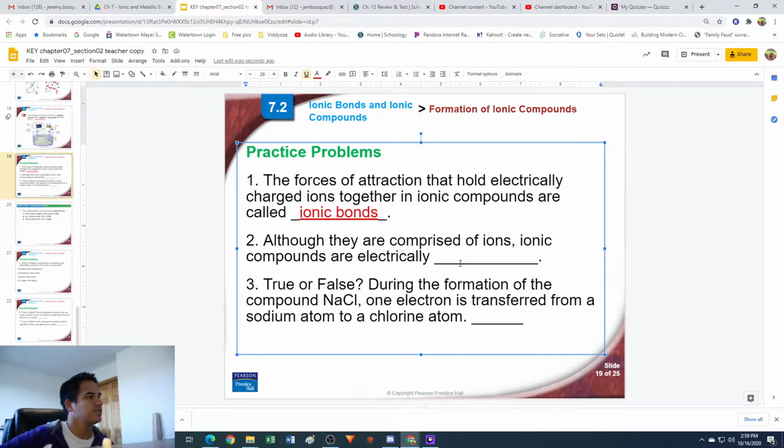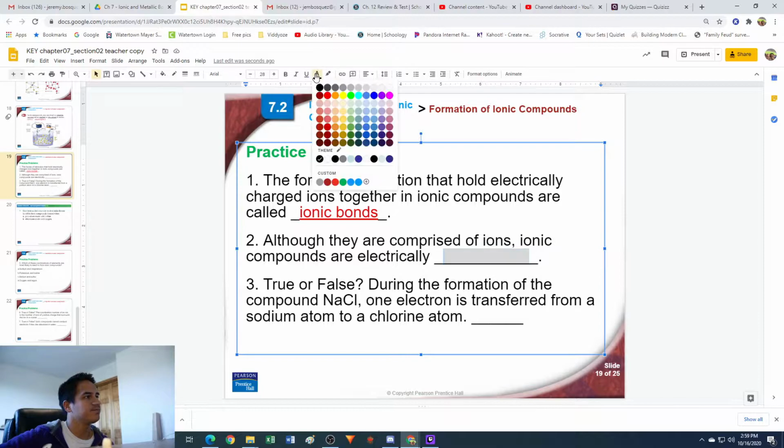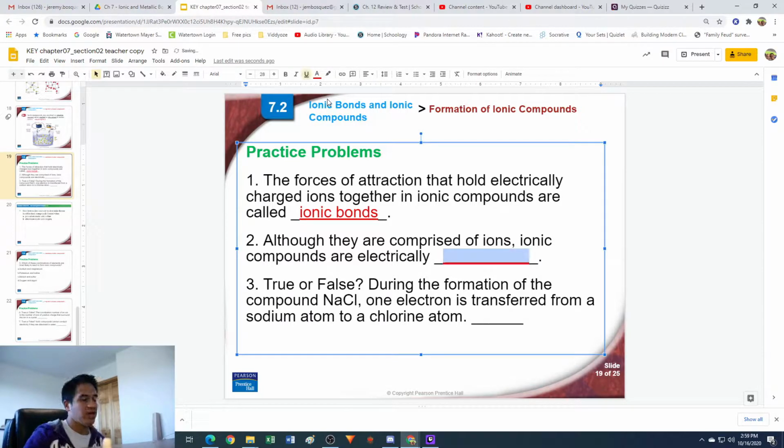So number 2, although they are comprised of ions, ionic compounds are electrically blank. Remember that ionic compounds, even though they're composed of ions that have a positive charge and a negative charge, overall they are electrically neutral. Neutral meaning they have no charge because the positive and the negative charges balance each other out.